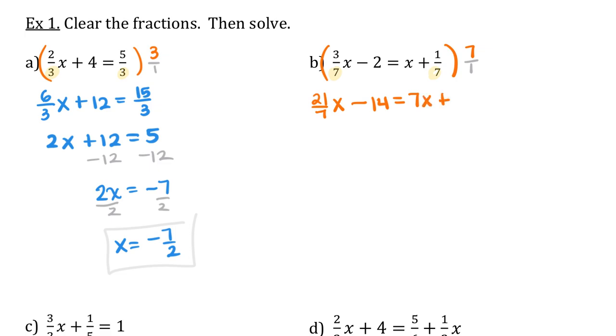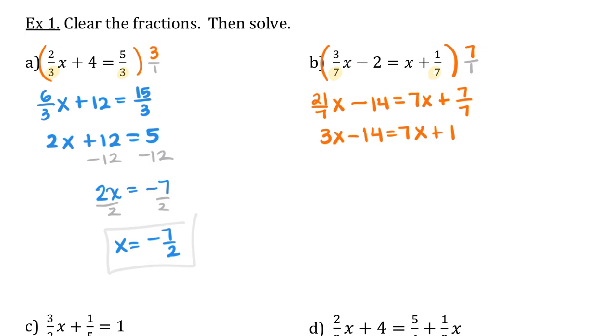plus fraction, top, bottom. 1 times 7, 7. 7 times 1, 7. Okay, it doesn't look great, but it should simplify if I've done it correctly. So 21 over 7 is 3x. And then 7 divided by 7 is 1.